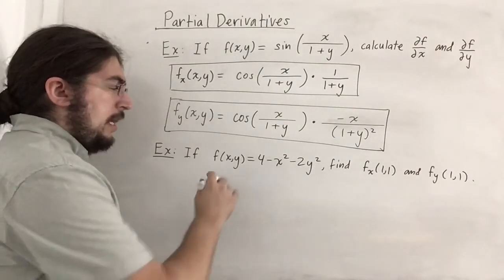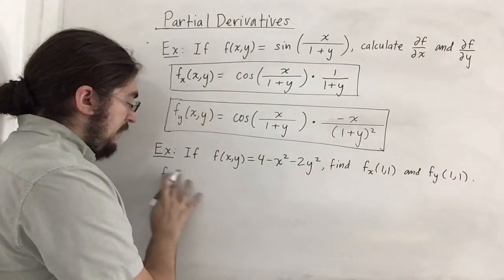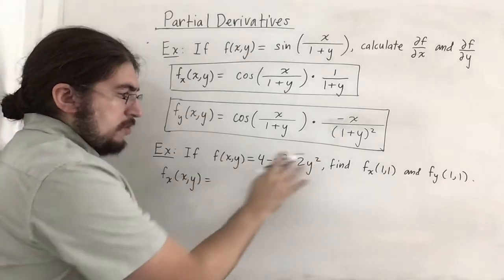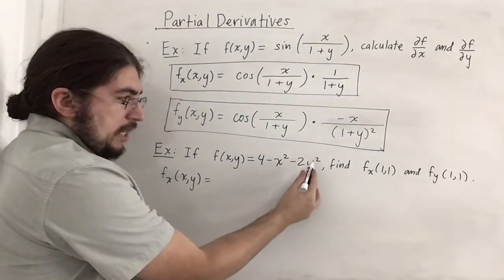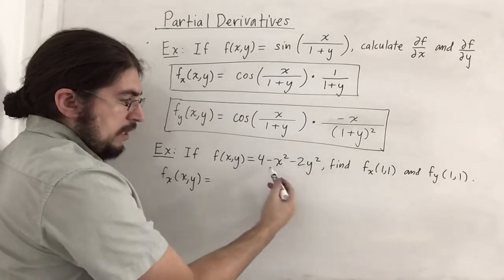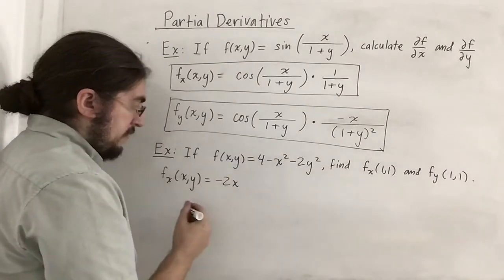So let's see. f sub x, what is f sub x? Well, f sub x of (x, y) is the derivative of this with respect to x. So y is a constant, the derivative of 4 is 0 because it's a constant. This would have derivative of 0 as well. The derivative of negative x squared then is just negative 2x, and that's all that survives.